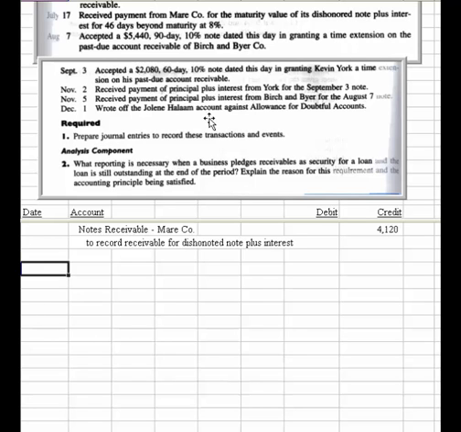Here we've received the payment from the Mayor Company for the maturity value of its dishonored note plus interest for 46 days beyond the maturity at 8%. So we've got a new transaction to record on the 17th. We know we're receiving cash, and we know we're going to record some additional interest revenue, and they're paying off what they owed us, including past interest.